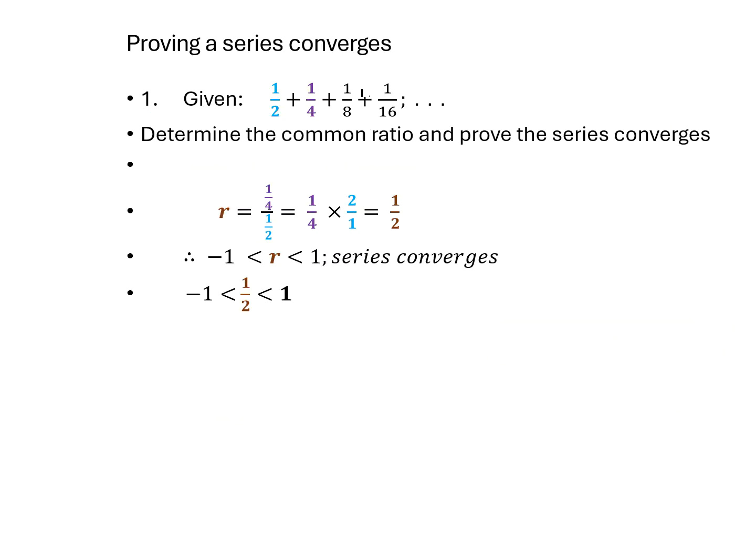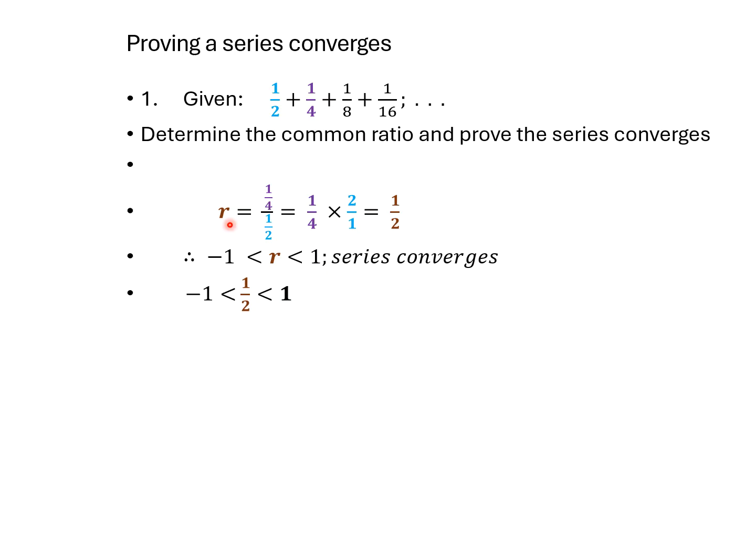Now, proving a series converges. Here we're given 1 over 2 plus 1 over 4 plus 1 over 8 plus 1 over 16. In general, you should see these fractions are decreasing. They said determine the common ratio, so when they say common ratio, automatically I assume we're dealing with a geometric sequence, and prove the series converges.